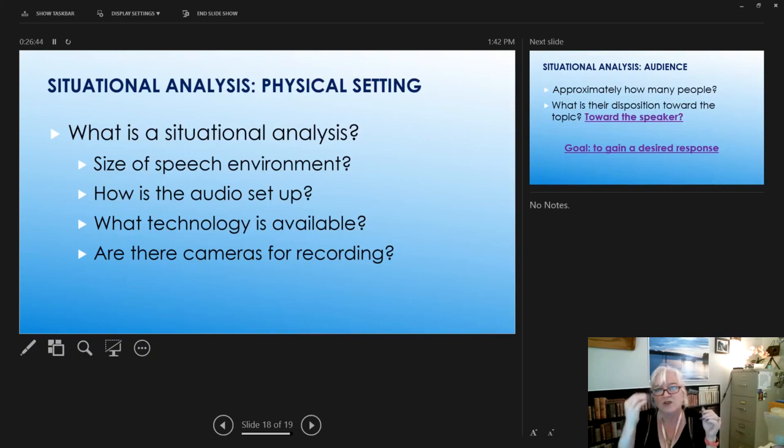How is the audio set up? These are questions that you would ask yourself before you have to go speak. If you're going to go speak at a church, or if you're going to go speak at a concert, you need to know how many people you're speaking to. How is the audio set up? Are you going to need a microphone? In our class, you don't need audio, okay? But I do have speakers and all that kind of stuff. What technology is available? I can tell you in our class, I have the computer with a projector. I have a document projector, so if you have small items to show, I have cameras, and I have everything that you might need. And are there cameras for recording?